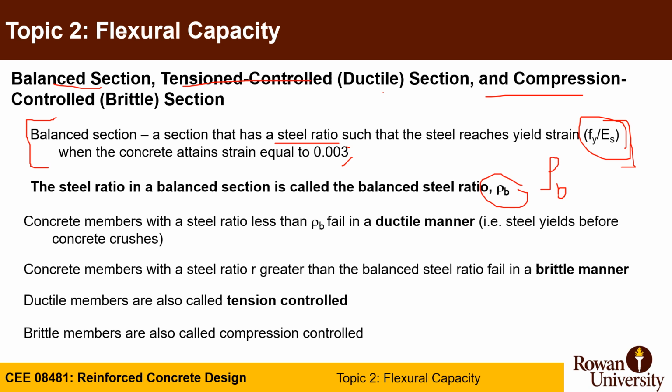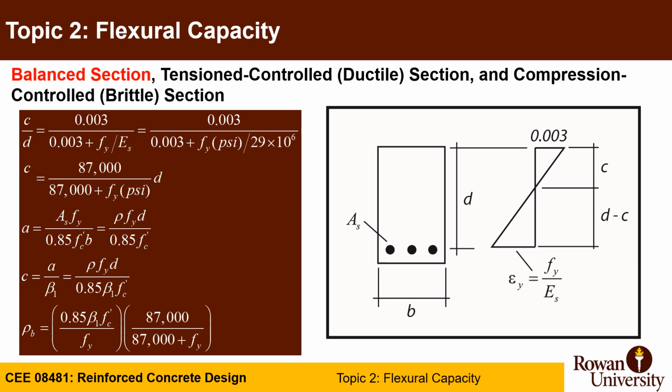Concrete member with less than rho balance, you'll have less reinforcement than rho balance. Those reinforcement will yield earlier than concrete crushes and will fail in a ductile manner, so steel yields before concrete crushes. However, if you use more reinforcement, so your steel ratio is more than rho balance, you will fail in a brittle manner. Ductile sections are called tension control, brittle members are called compression control. So let's focus on this balance section.